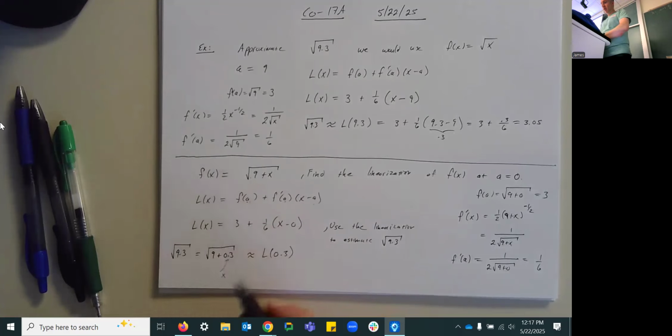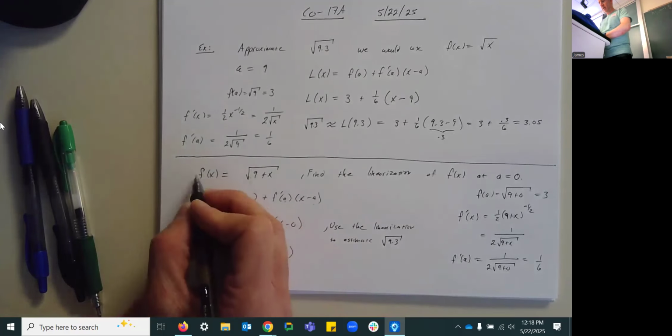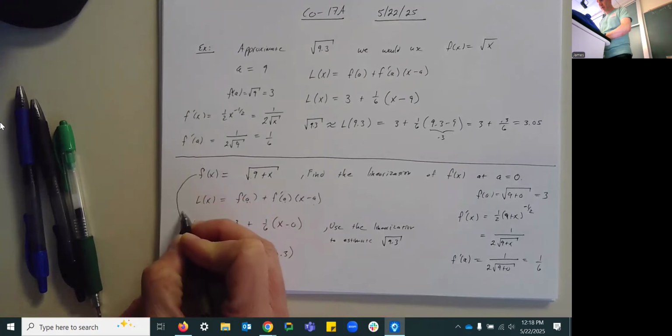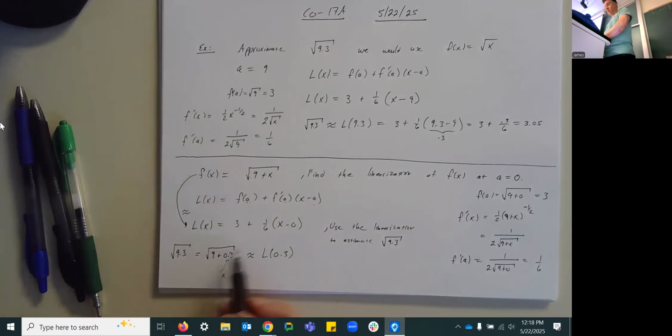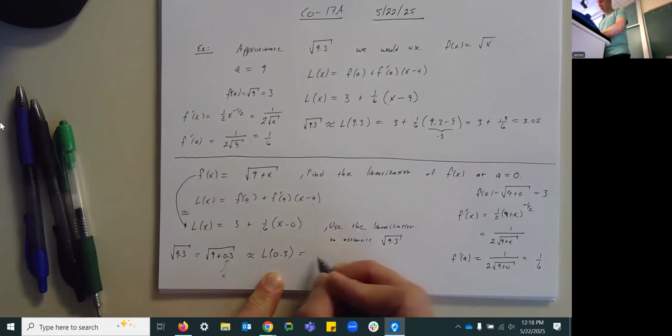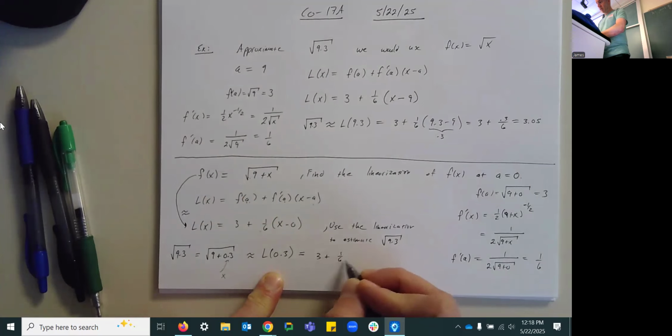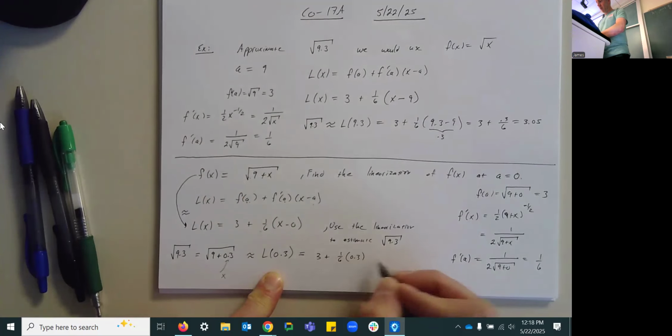Because we're saying that the square root of 9 plus x is approximately L of x, which is 3 plus 1/6 times x. So then we're going to plug in our 0.3 and get the same thing we got before: 3 plus 1/6 times 0.3, which is still 3.05.